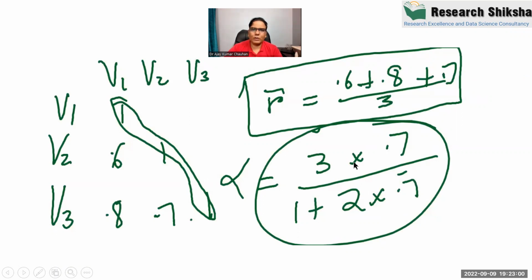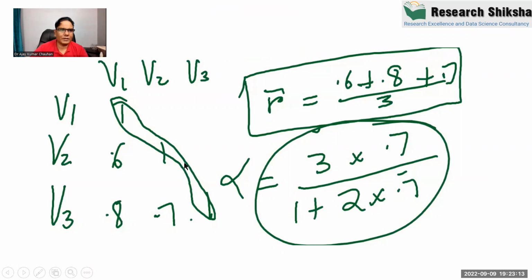But we don't need to calculate it manually because software gives you the value of Cronbach alpha, and it is almost mandatory to report the Cronbach alpha in the paper. Even if you are doing a pilot survey or the main analysis, Cronbach alpha is very, very important. You need to report it in the paper.